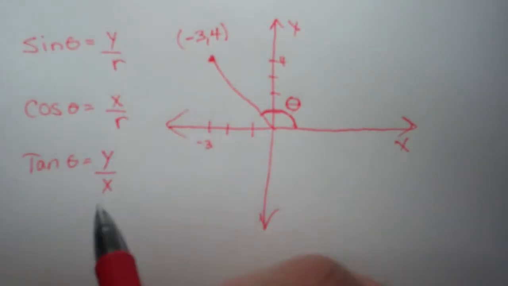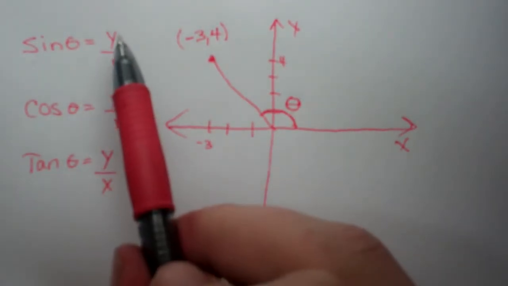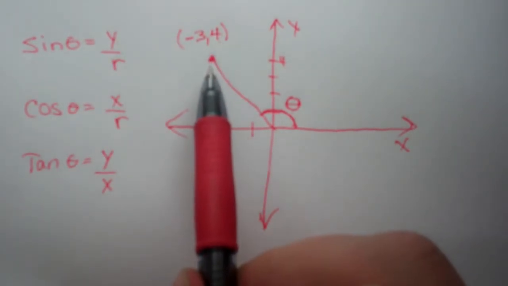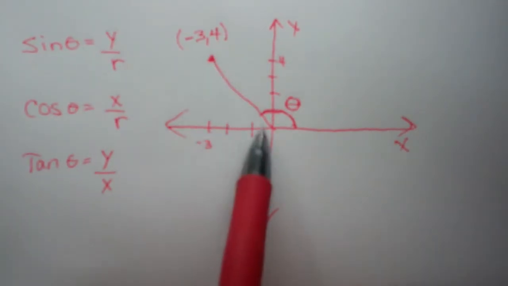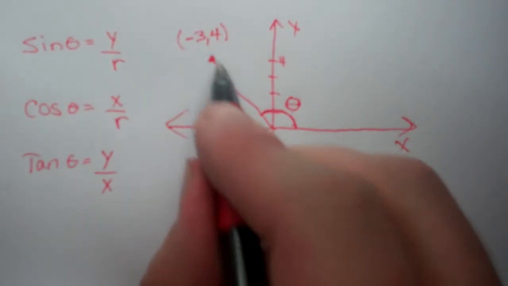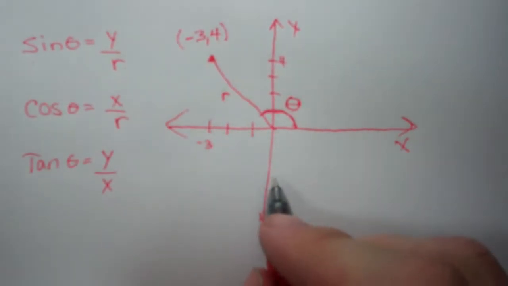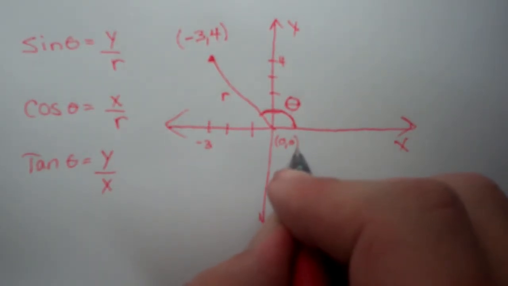So what will we need to find the sine of theta in this case? Well, we'll have to know the y, and we have the y right there, but we also have to have the r. We're going to have to try to find the r right now. The r is the distance from this point to the origin. What are the coordinates for the origin? The coordinates for the origin are 0, 0.